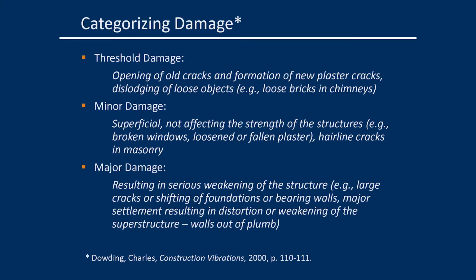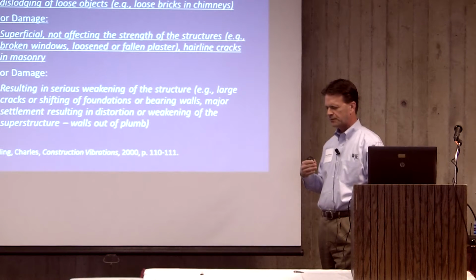Let me define those categories. This is straight from, I believe it was originally in the USBM report. It's quoted a lot. Threshold damage is opening of old cracks or formation of new plaster cracks. Maybe dislodging loose objects like bricks inside of a chimney, but it's just the very beginning of any kind of an effect.